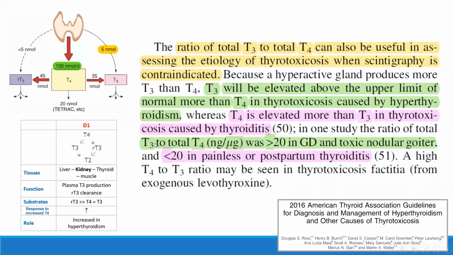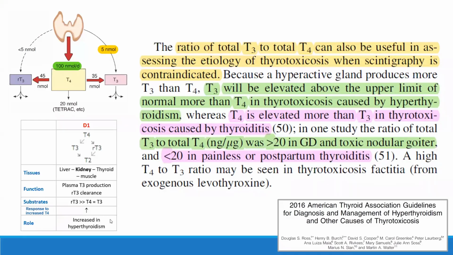A T3 over T4 ratio more than 20 in Graves' disease and toxic nodular goiter. But don't forget that T3 is measured in nanograms and T4 in micrograms. This is a very important issue, the reference and the unit to be used. And if this ratio is less than 20, this is suggestive of painless or postpartum thyroiditis.